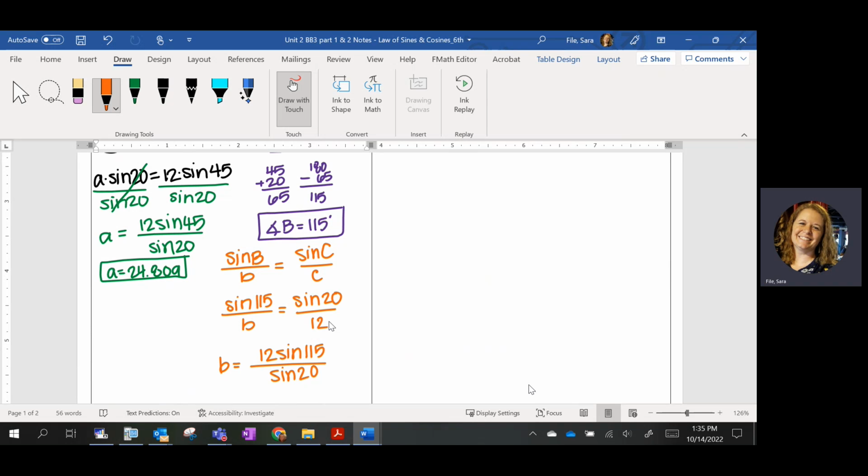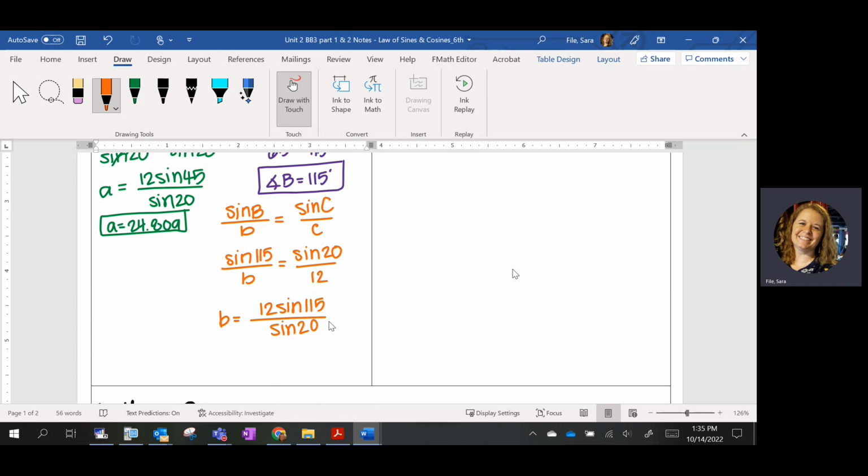Is everybody okay with that? Now I know this is a lot of working with different trig functions, and a mistake that I sometimes see people make is saying, oh, these signs cancel out, get rid of those signs, and then they just try to do 12 times 115 over 20. That's not how this works.